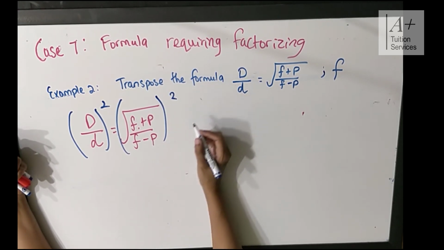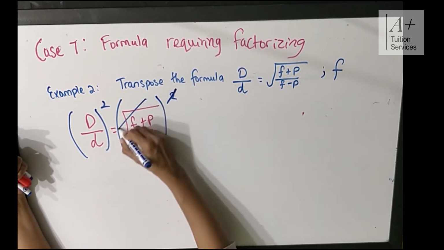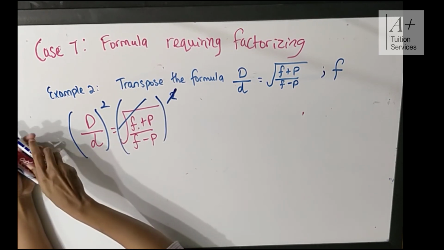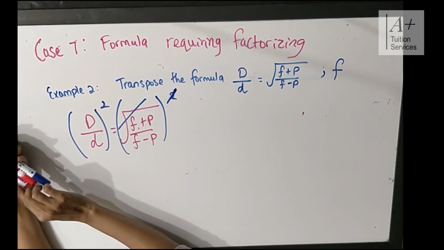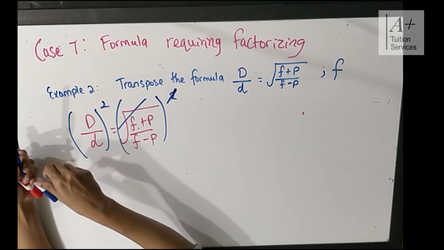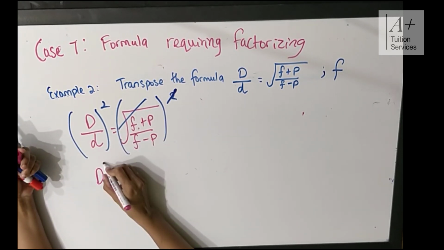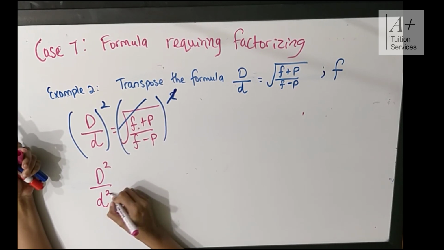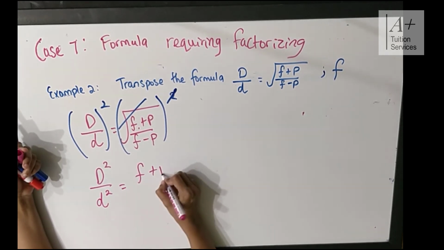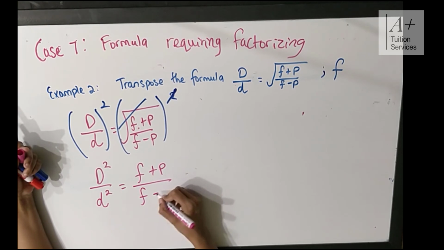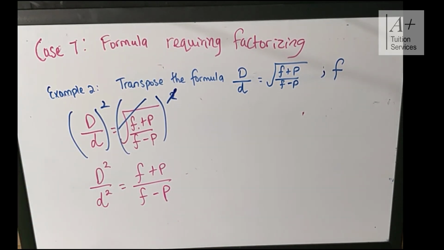So we will end up with, this will cancel out this. The square number will cancel out the square root. So we'll now look at capital D squared over common d squared is equal to f plus p all over f minus p. Good, that's a start.